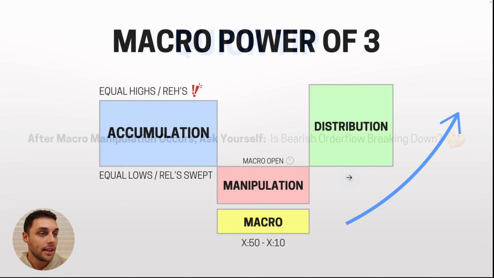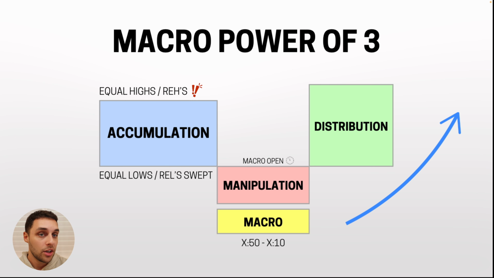Okay, so if we rewind here and put all the pieces of the puzzle together, this is macro power of 3. Accumulation, manipulation during that macro window below macro opening price, and then that closure above that bearish fair value gap, turned bullish inversion, of course. That is our confirmation that bearish order flow is breaking down and that price is going to start gravitating towards the equal highs or the relative equal highs from the accumulation phase.